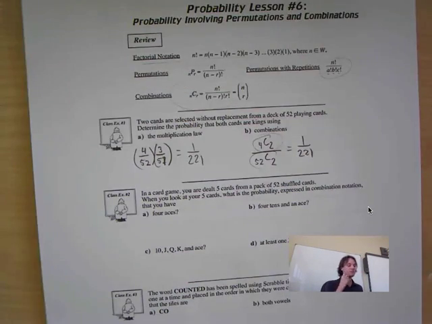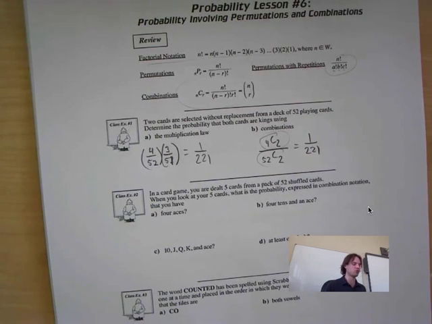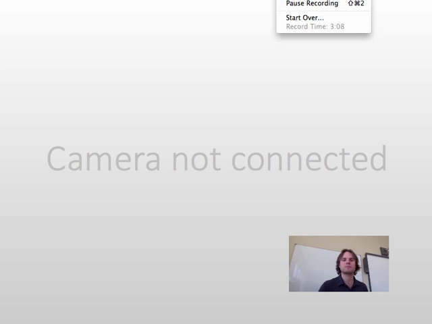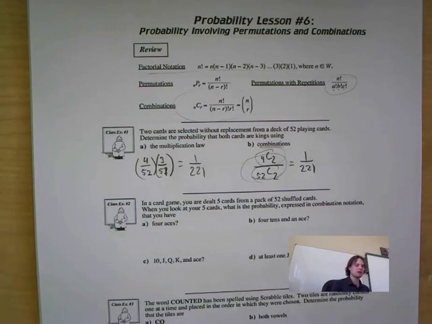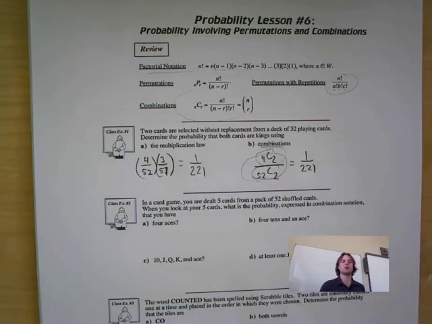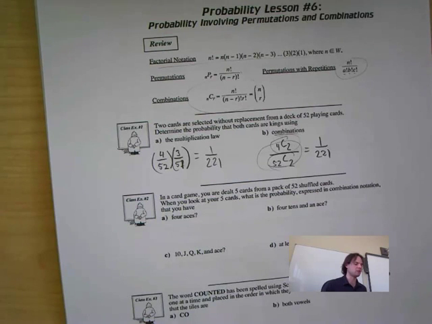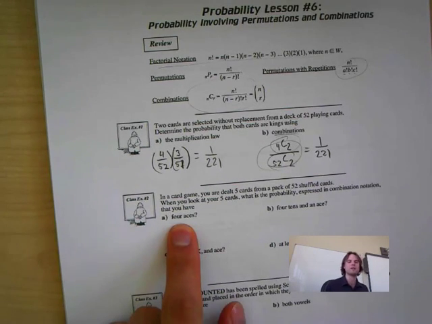Now, let's look at example number 2. In a card game, you're dealt 5 cards from a pack of 52 shuffled cards. When you look at your cards, what is the probability, expressed in combination form? So we're looking at it in this form here, with combinations. For example 2, we're getting 5 cards, and it's combinations. What is the probability of 4 aces?